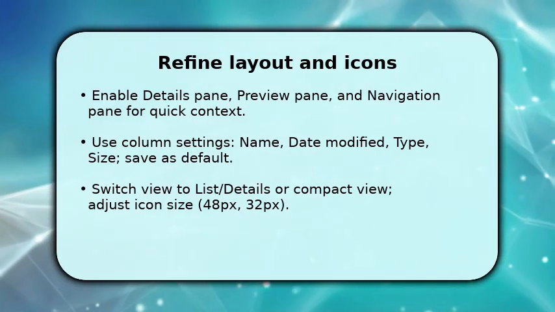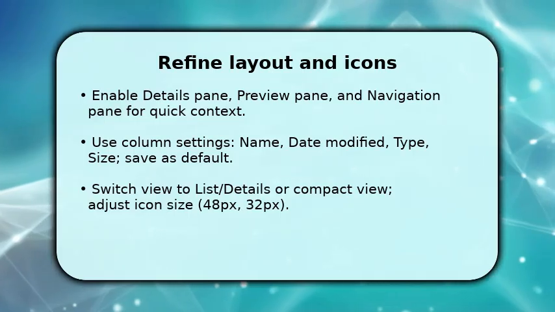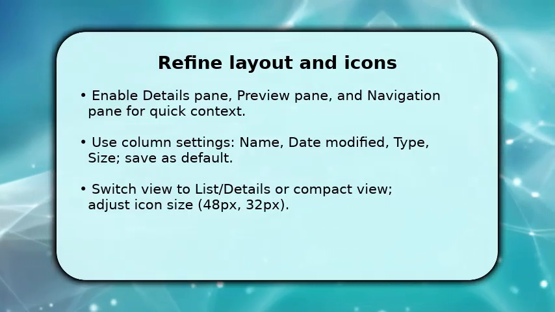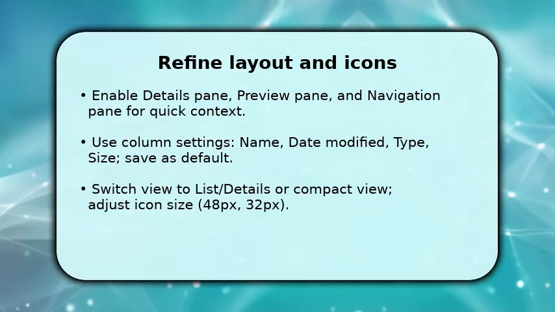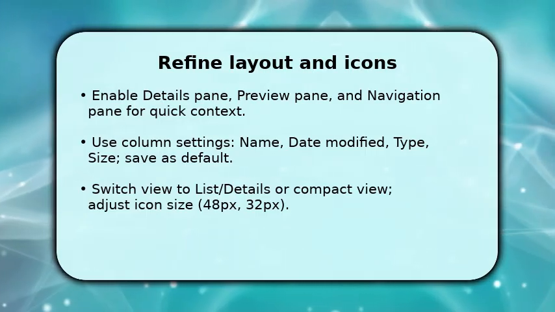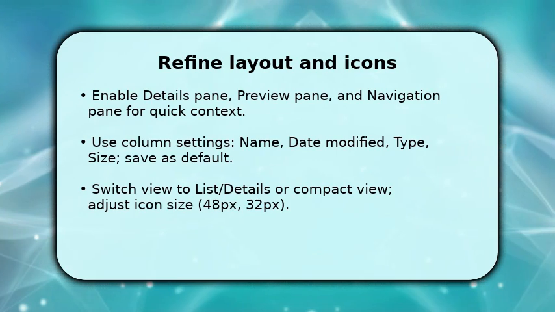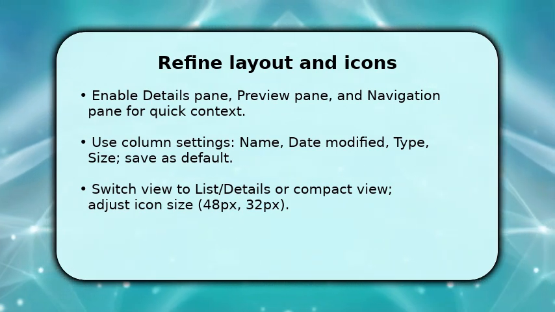This reduces repeated tweaking. Once that's set, choose List, Details, or Compact View, and pick an icon size like 48px or 32px to balance information density and clarity. Finish by polishing small touches.